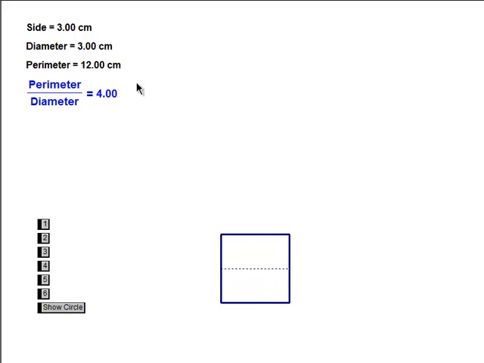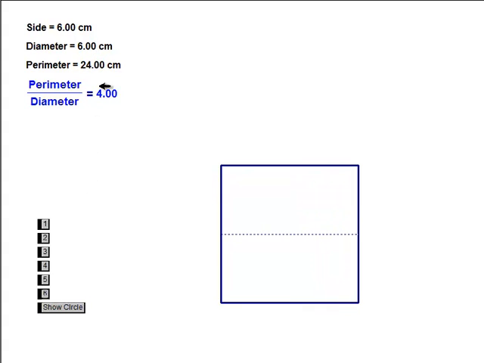Look at this number right here, and notice that as I change the side, the diameter changes, the perimeter changes, but the ratio of the perimeter to the diameter stays constant. And so the magic number for squares is 4. Notice that it stays 4 no matter what size I make the square.